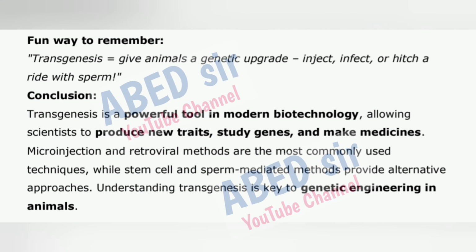Fun way to remember: transgenesis equals give animals a genetic upgrade; inject, infect, or hitch a ride with sperm. Conclusion. Transgenesis is a powerful tool in modern biotechnology, allowing scientists to produce new traits, study genes, and make medicines. Microinjection and retroviral methods are the most commonly used techniques, while stem cell and sperm-mediated methods provide alternative approaches. Understanding transgenesis is key to genetic engineering in animals.